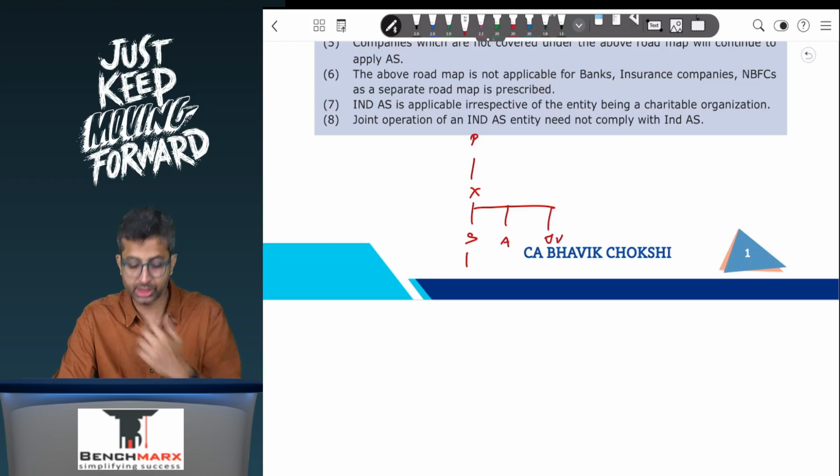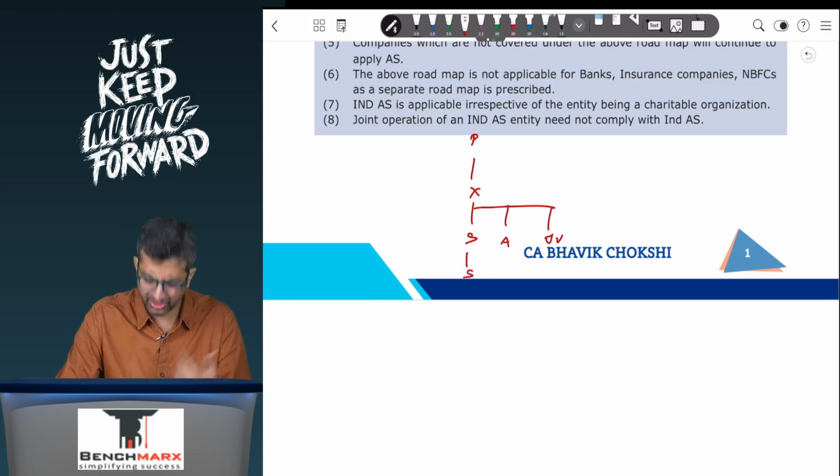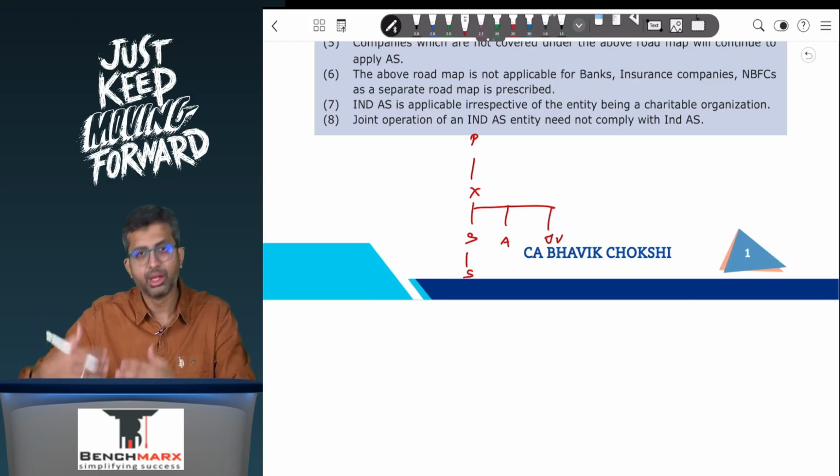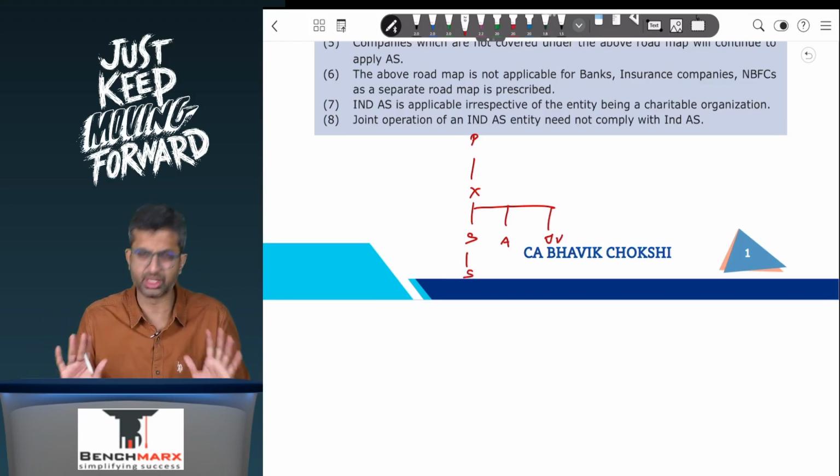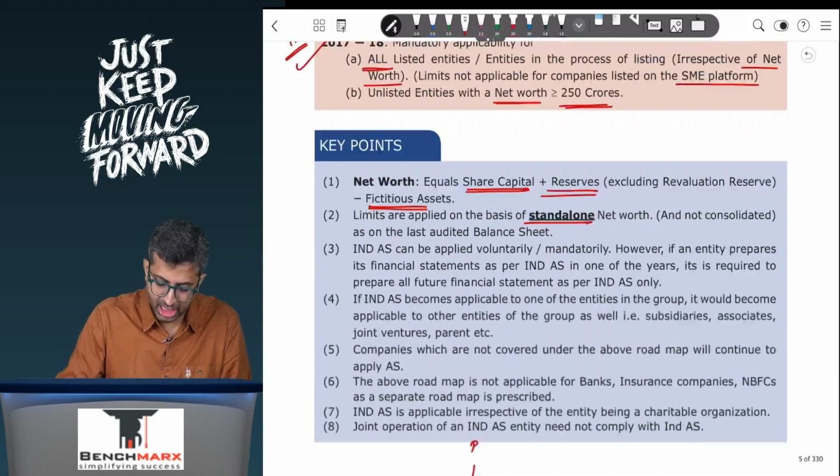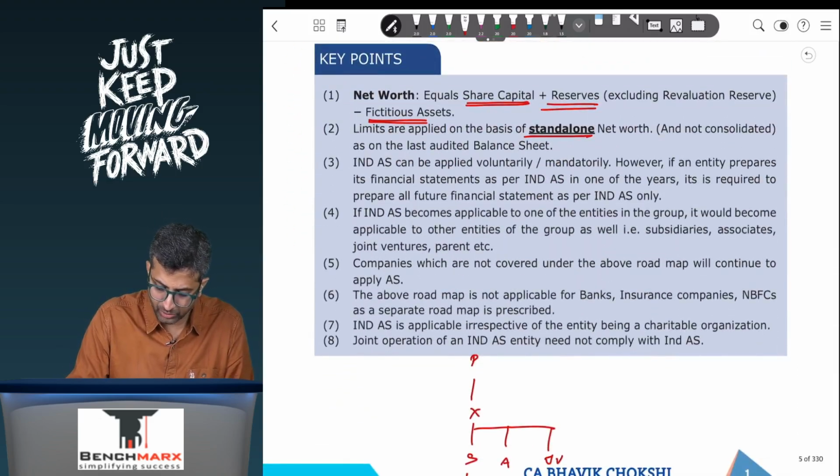Are we clear with this? Even if there's a subsidiary below a subsidiary, even that is covered by Ind AS. So this is an important point, point number 4. If Ind AS becomes applicable to one of the entities in the group, it would become applicable to other entities. That is subsidiaries, associates, joint ventures, parent.